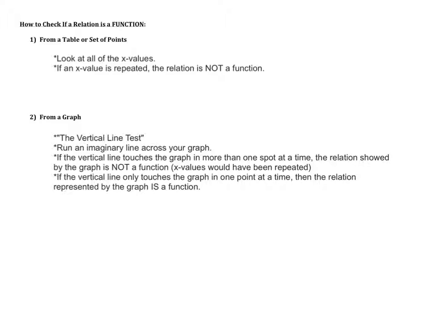You would have had two or more ordered pairs that would have the same x value going to two different y values. If the vertical line only touches the graph in one point at a time, then the relationship represented by the graph is a function, and you'll know that it passed the vertical line test and is a function.